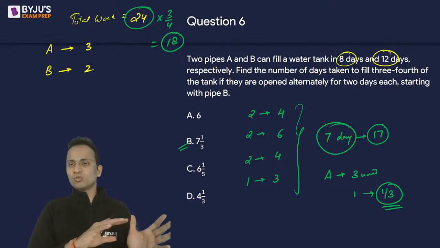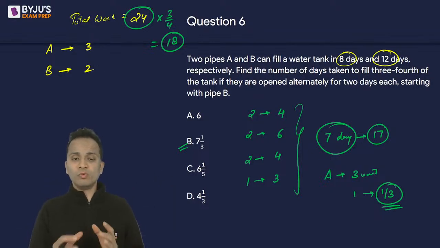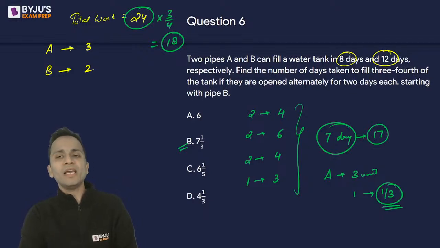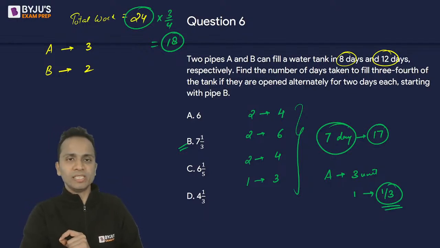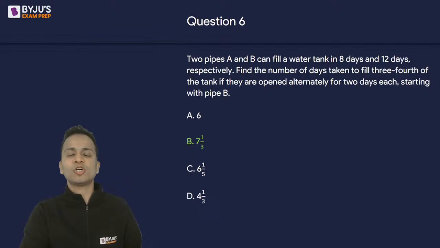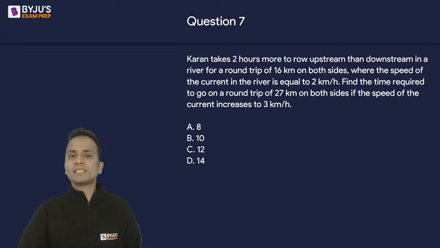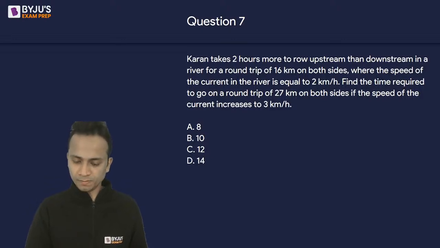So this work, 3/4 of the total work, will be finished in 7 1/3 days if B and A will work alternately for 2 days each. So the correct answer is option B, that is 7 1/3. Right? Moving on to question number 7. Question number 7, a question on the concept of upstreams and downstreams, boats and streams, from time, speed, and distance.